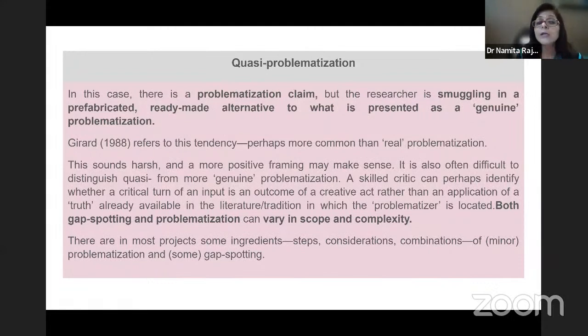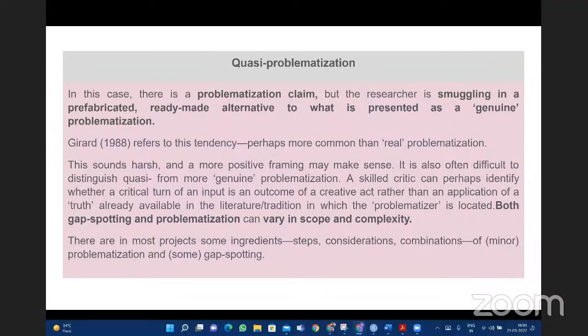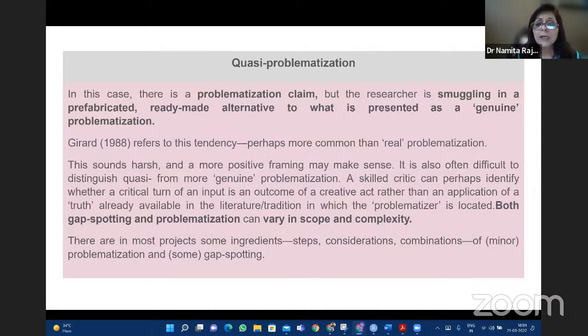So the next research gap you can find out by quasi-problematization. What is a quasi-problematization? In case there is a problematization claim that, yes, I have invented this theory, but actually the researcher is just smuggling in, in a very prefabricated manner, a ready-made alternative, which is already done, but you are presenting this as a genuine problematization. So this is what is called a quasi-problematization.